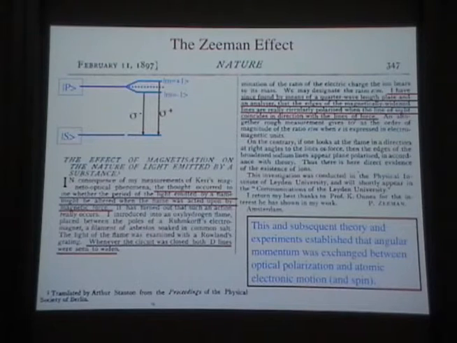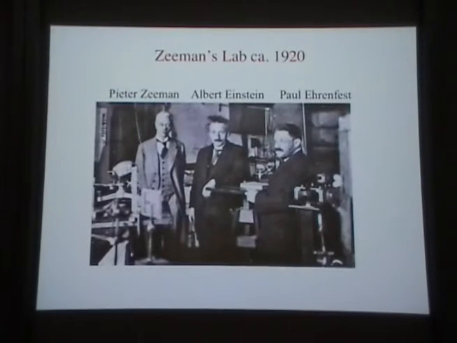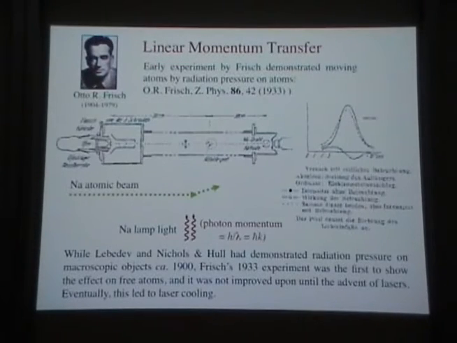So this and subsequent theory and experiments established the fact that you could exchange angular momentum between light and atoms. And of course, this was in the early days, just before quantum mechanics, so there are a lot of old pioneers of quantum mechanics in there. But the first experiment, I think, that really showed linear transfer of momentum to atoms was this work by Frisch back in 1933, where he had a sodium atomic beam. He took a sodium lamp, a lamp that emits light that's resonant with the sodium atoms, and shined it onto the atomic beam, and he saw a very slight deflection of the beam.